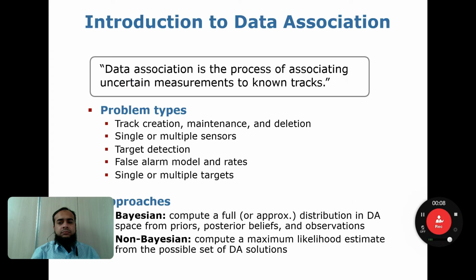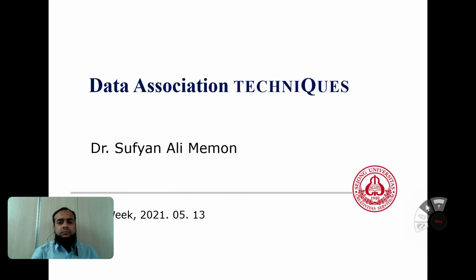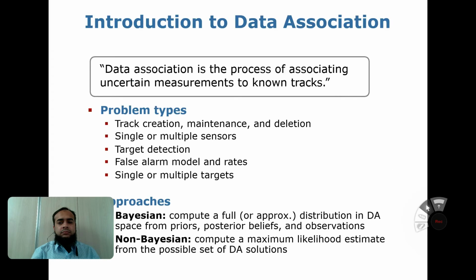Data association is about the tracking that we have already studied in previous lectures. Data association techniques are the most famous techniques in tracking theory. So, what is the definition? Data association is a process of associating uncertain measurements to known tracks.